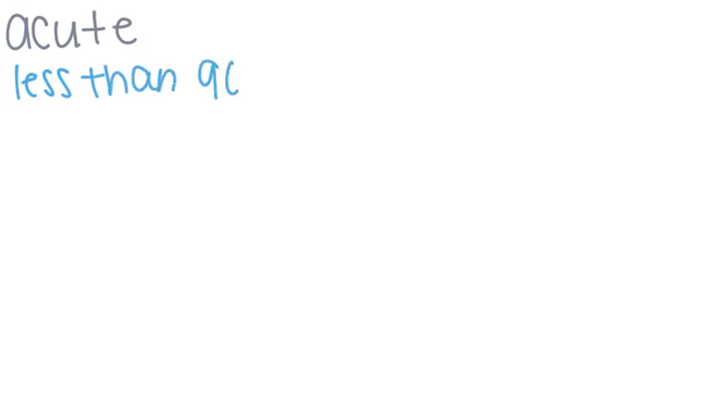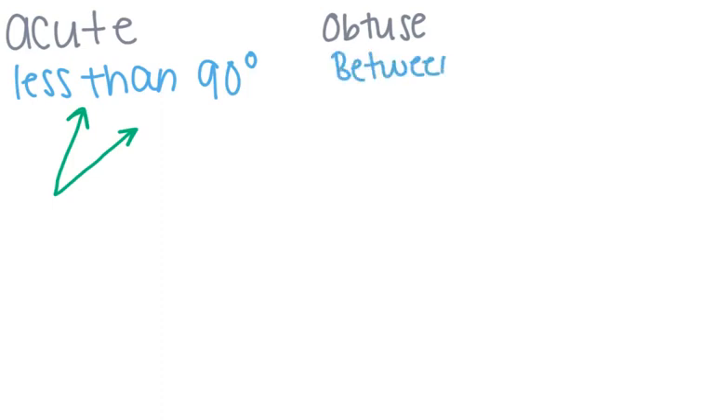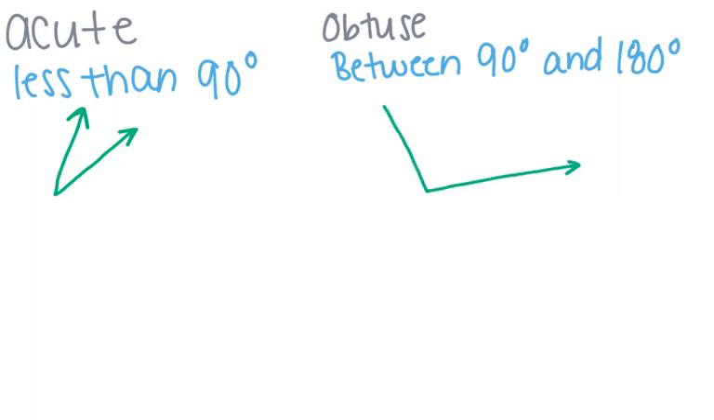Our first angle is an acute angle, and it is less than 90 degrees. So it might look like this. And then we have an obtuse angle, which is going to be between 90 degrees and 180 degrees. And it might look like this.